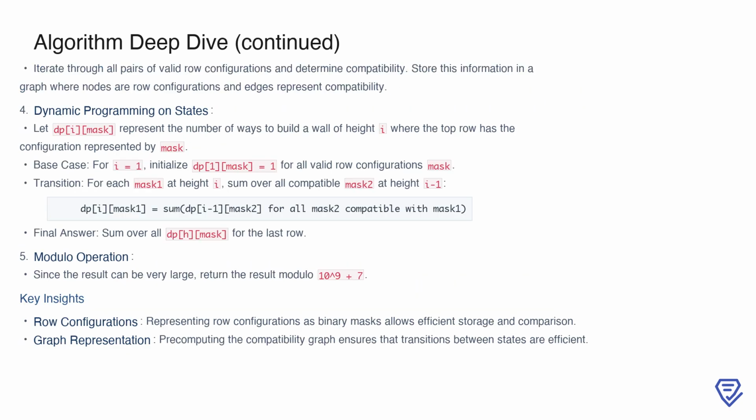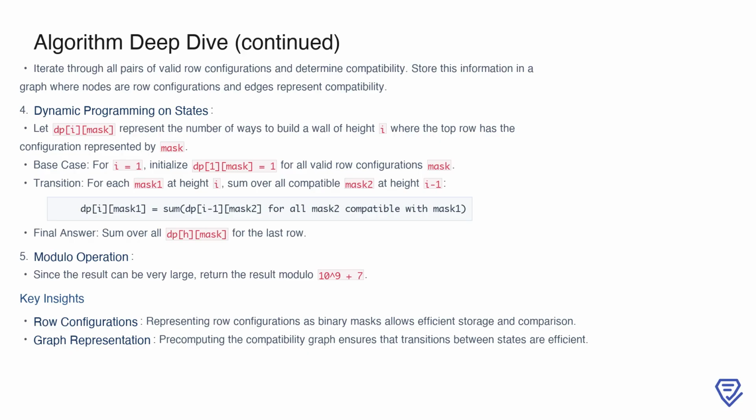After generating all valid row configurations, the compatibility graph is built by iterating through all pairs of row configurations and checking whether they are compatible. Two rows are compatible if no seam in one row matches the position of a seam in the other row. This compatibility information is stored as a graph, where each node represents a row configuration and edges represent compatibility between configurations. Next, we apply dynamic programming to compute the number of ways to build the wall.